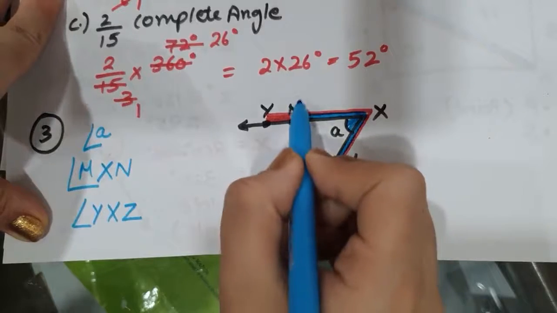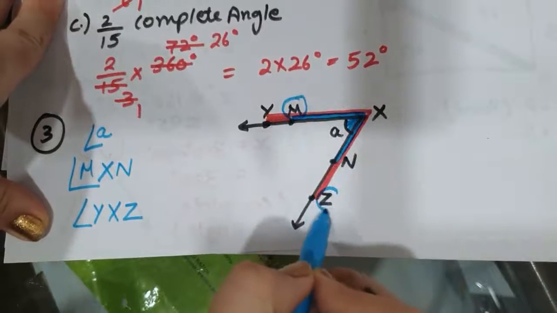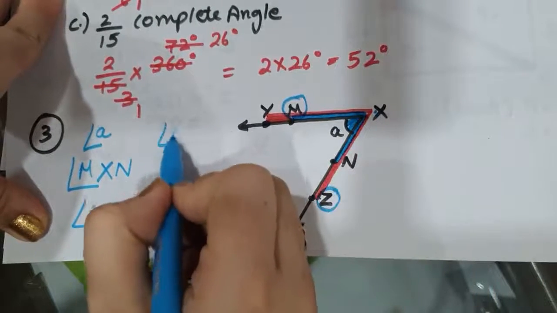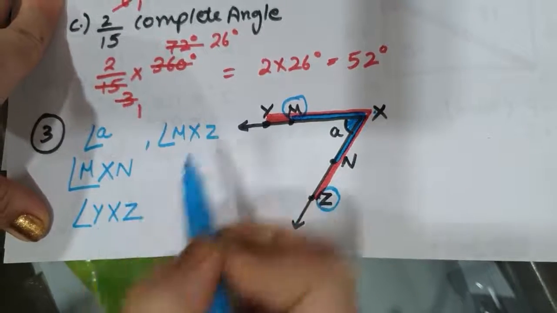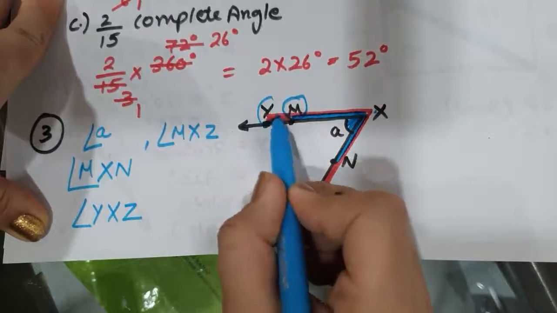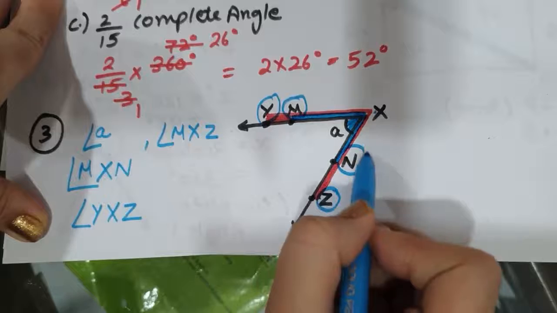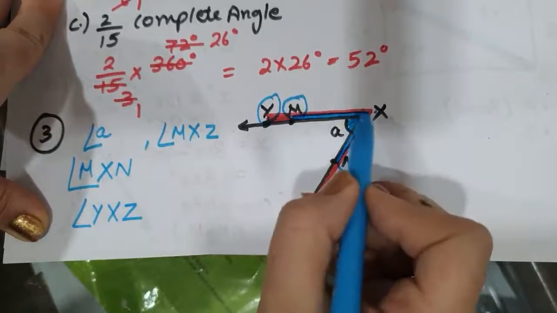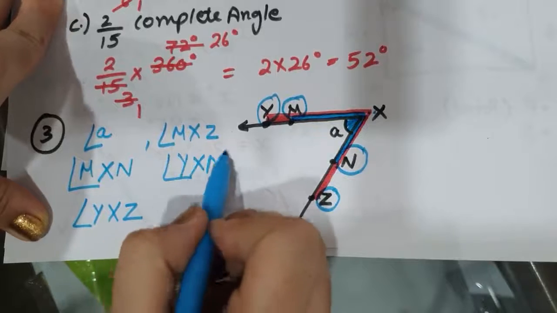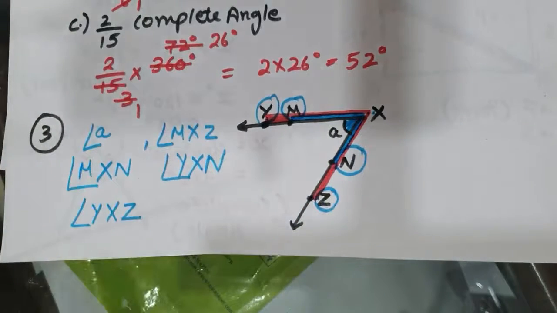I can start from M and I can end till Z. M, X, Z. Same way, I can start from Y and I can end till N. Y, X, N. So one more name you need to give. We need to give a total of 6 names to the angle.